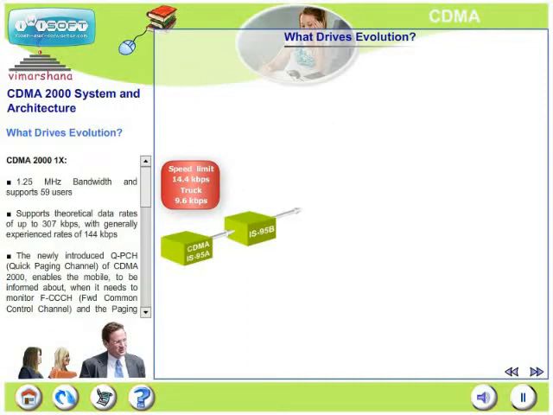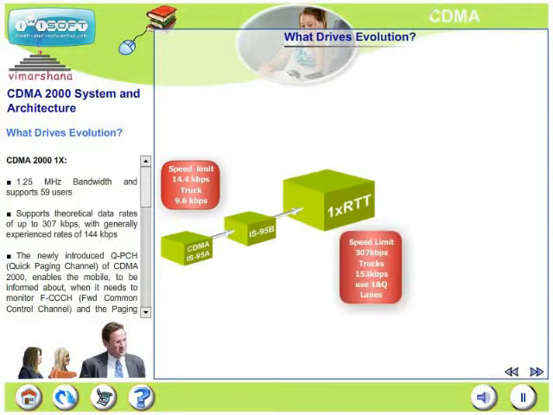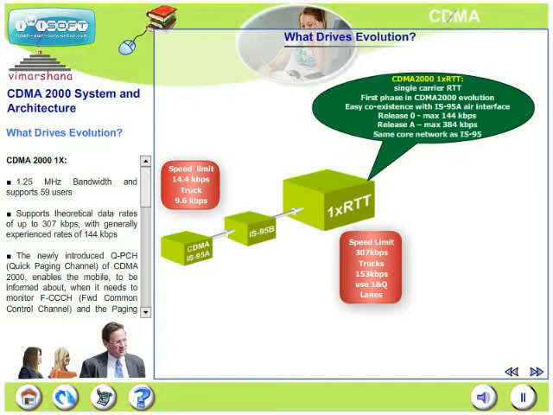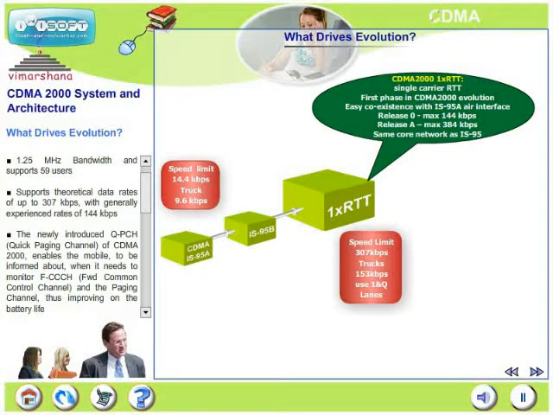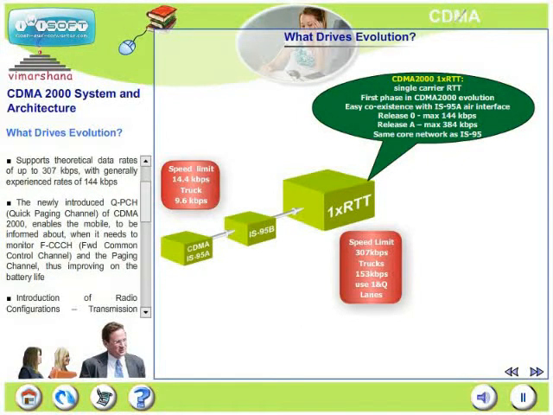The next system is CDMA 2000 1X. Supports 1.25 MHz bandwidth, supports 59 users, supports data rates up to 307 kilobits per second, with actual experience being around 144 kilobits per second.